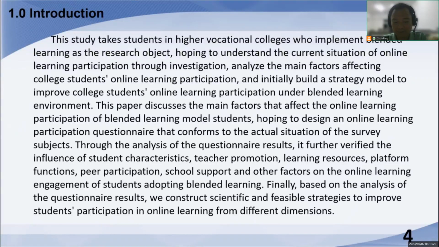This paper discusses the main factors that affect the online learning participation of blended learning students, hoping to design an online learning participation questionnaire that conforms to the actual situation of the survey subjects. Through the analysis of the questionnaire results, it further reflects the influence of student characteristics, teacher promotion, learning resources, platform functions, peer participation, school support, and other factors on the online learning engagement of students adopting blended learning. Finally, based on the analysis of the questionnaire results, we construct scientific and feasible strategies to improve students' participation in online learning from different dimensions.